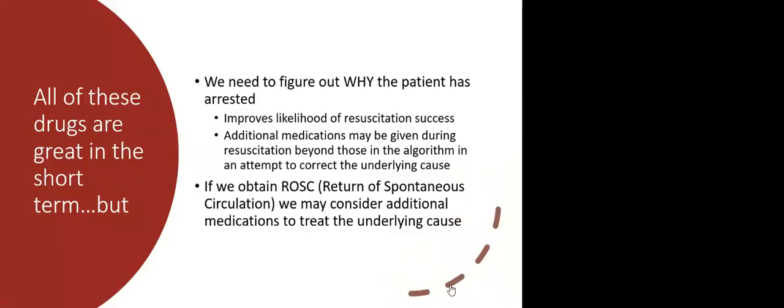So all of these drugs are great in the short term, but when a patient is arrested, we need to figure out why, what has happened. Figuring out why the patient arrested is going to improve the likelihood of success in our resuscitation attempts, and it's going to allow us to give some additional medications beyond those that are in the algorithm in an attempt to correct the underlying cause. So if we obtain ROSC, which is return of spontaneous circulation, we might consider additional medications as well to treat the underlying cause.